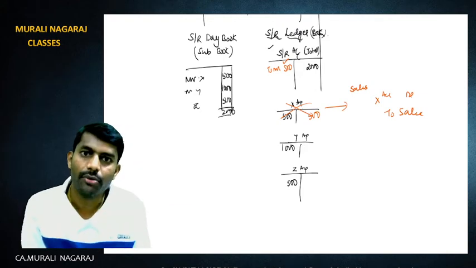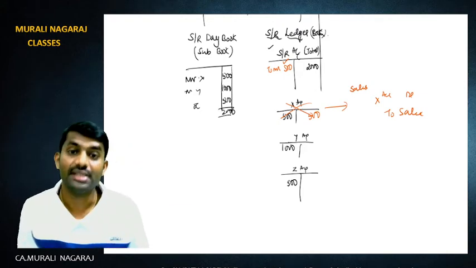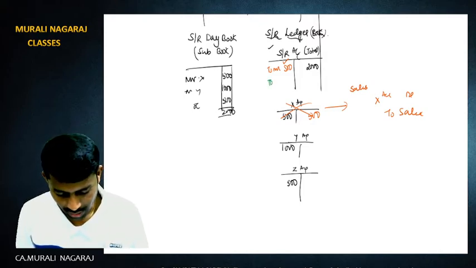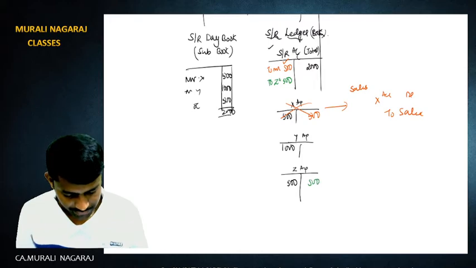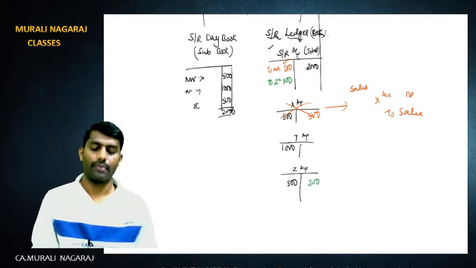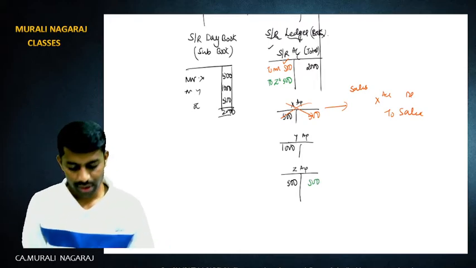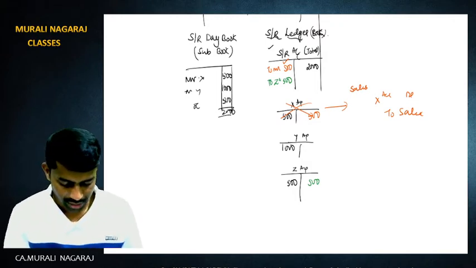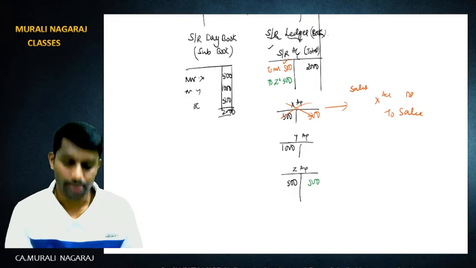Next, when goods are returned, that time it is not a transaction, because only for control purpose I have passed the entry. So for example, Z has returned the goods. That time also the entry is sale or return account debit to Z account 500, 500, 500. So when goods are returned, that time this 500, I will cancel.